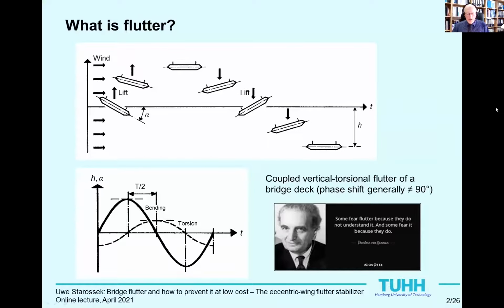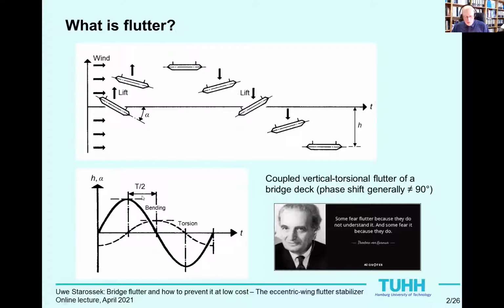Flutter is a coupled vertical torsional vibration of the bridge deck that occurs when the structure has certain characteristics and the wind blows at a certain speed. A small initial vibration induced by any kind of momentary disturbance, such as a wind gust, does not subside but continues and possibly increases in amplitude even after the initial disturbance has passed. The phasing between the vertical and the torsional components of the vibration is such that flow energy is continuously fed into the system. For sake of illustration, let's assume that this phasing is 90 degrees.